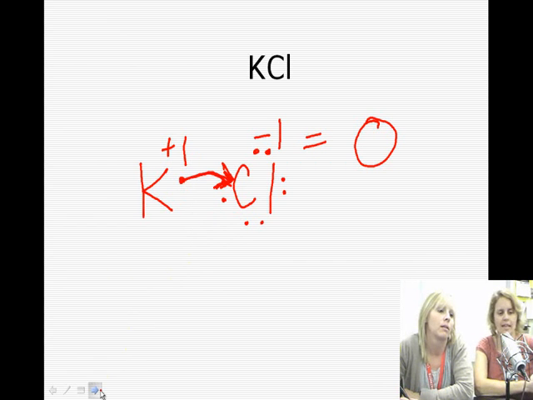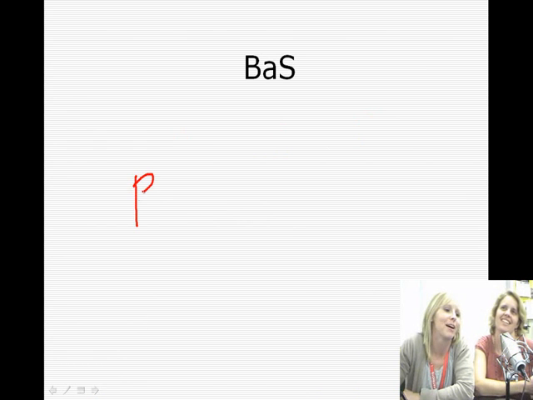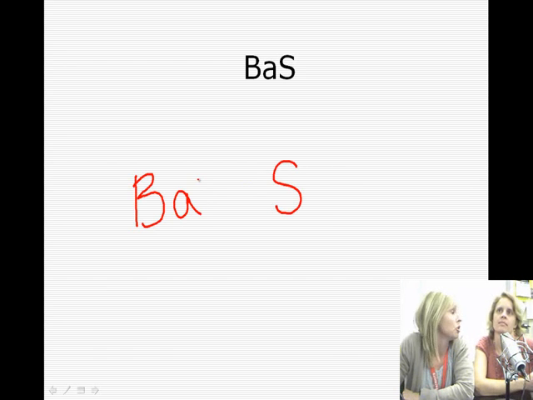Let's do another. Let's do barium and sulfur. Now, barium, I'm going to rewrite this so we can spread it out a little bit. Barium is in group 2, so there are 2 electrons.